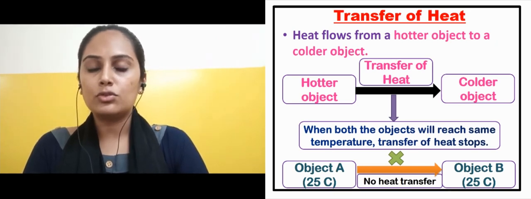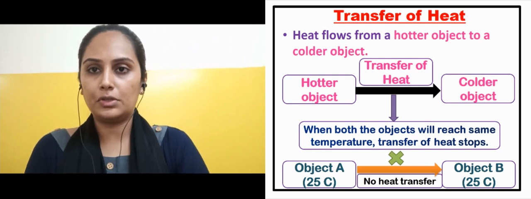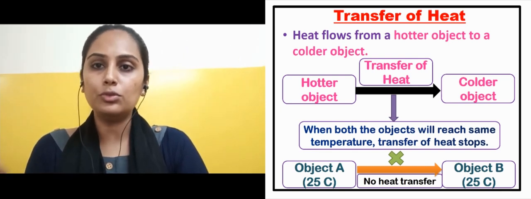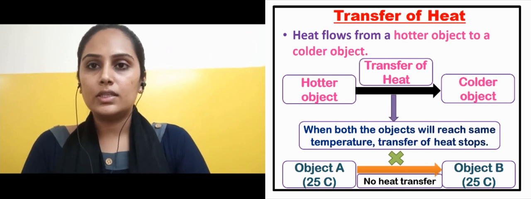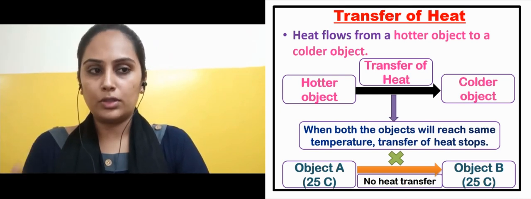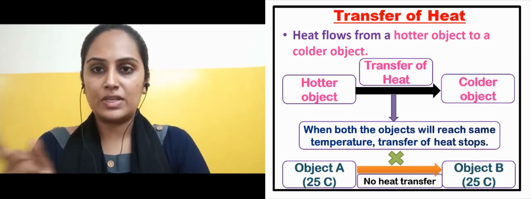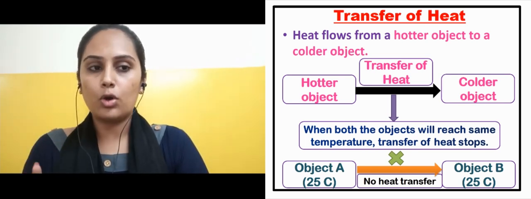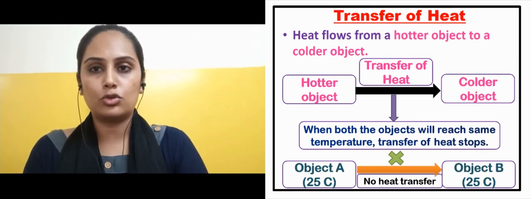Heat flows from a hotter object to a colder object. Heat always flows from hotter object to colder object. It transfers from one object to another, that is hotter to colder, right? Till what time does it go on transferring? When both the objects reach the same temperature, transfer of heat stops.